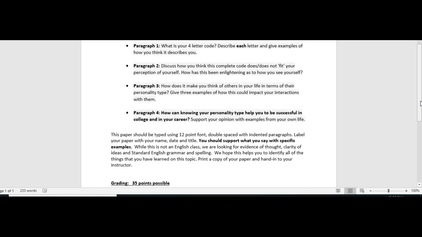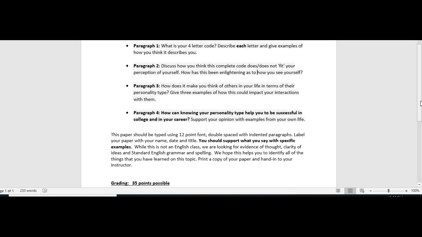Paragraph 3 talks about how does this make you think of others in your life in terms of their personality type. Give 3 examples of how this could impact your interactions with them. And what I have mentioned in class is look at somebody from work, or look at somebody from home, maybe somebody from work, and somebody from school. Kind of figure out what you think their Myers-Briggs code might be just by how you've worked with them, and explain how your code versus their code intertwines and why you may have difficulties.